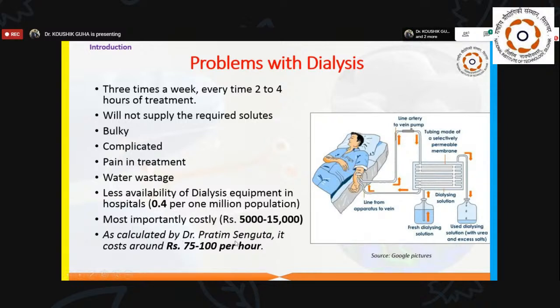Most importantly, it is costly, rupees 5,000 to 15,000 maybe. Actually, you can see the expenditure due to the dialysis. So it costs around 75 to 100 per hour. So not all levels of people can afford this type of costly solution.